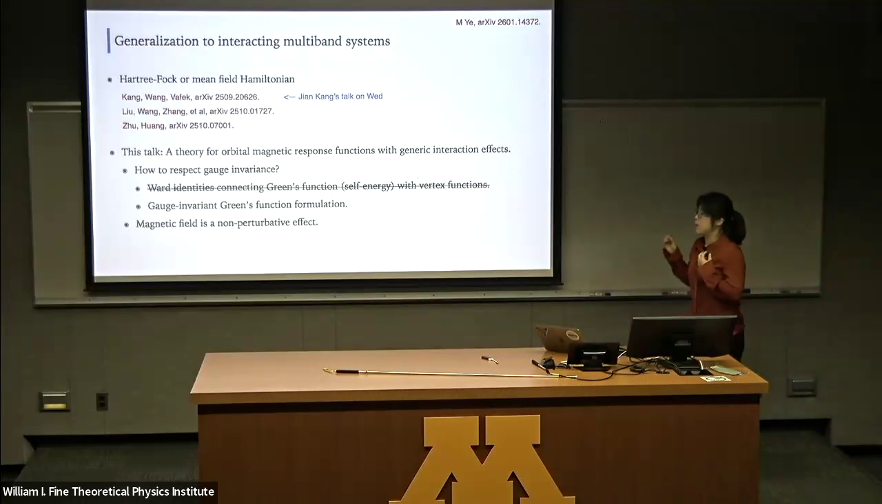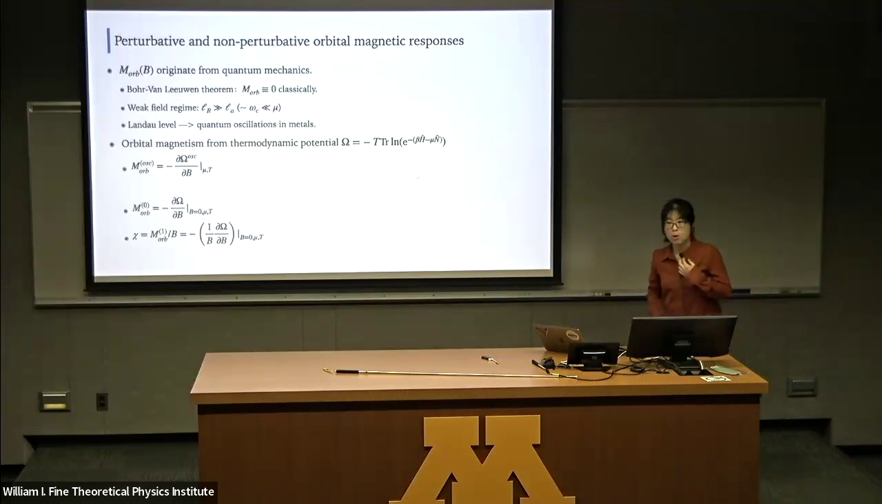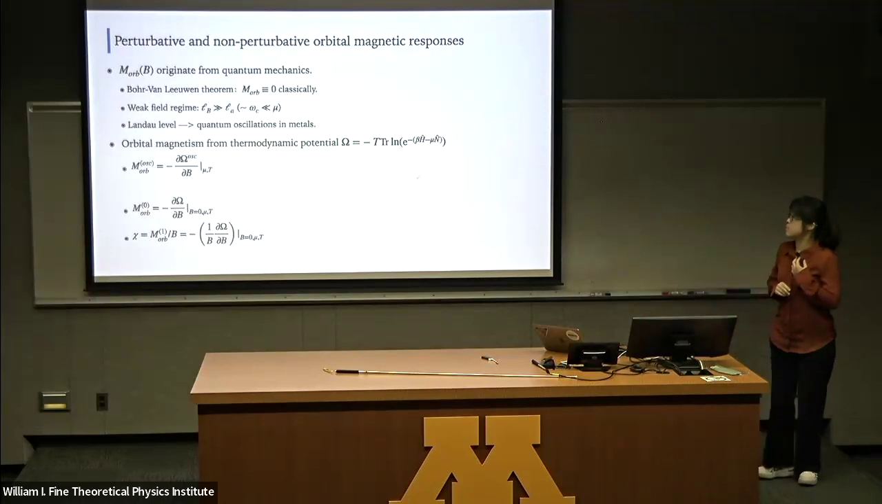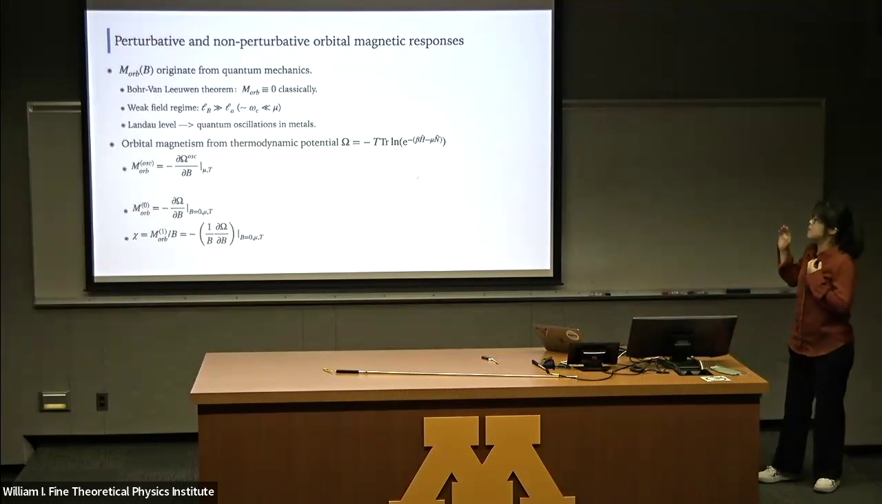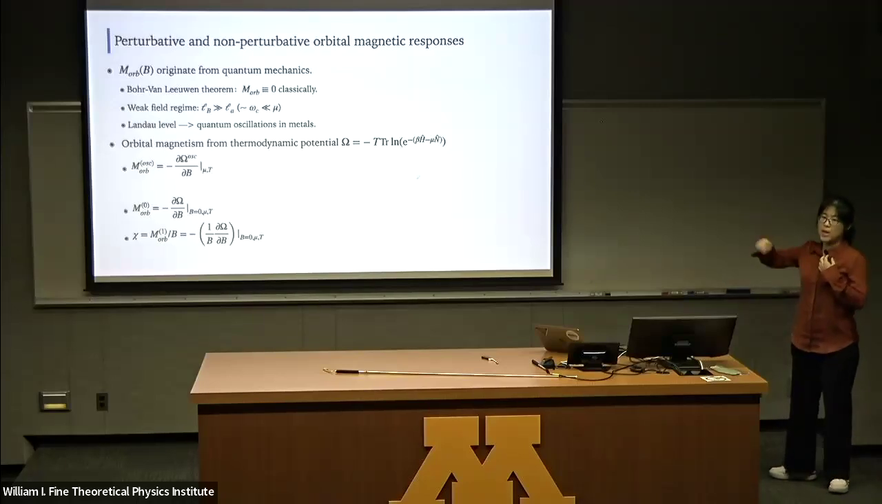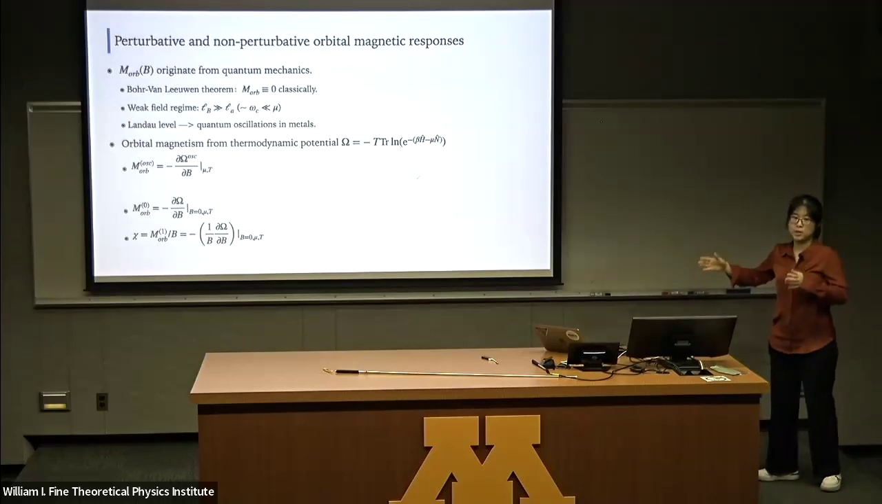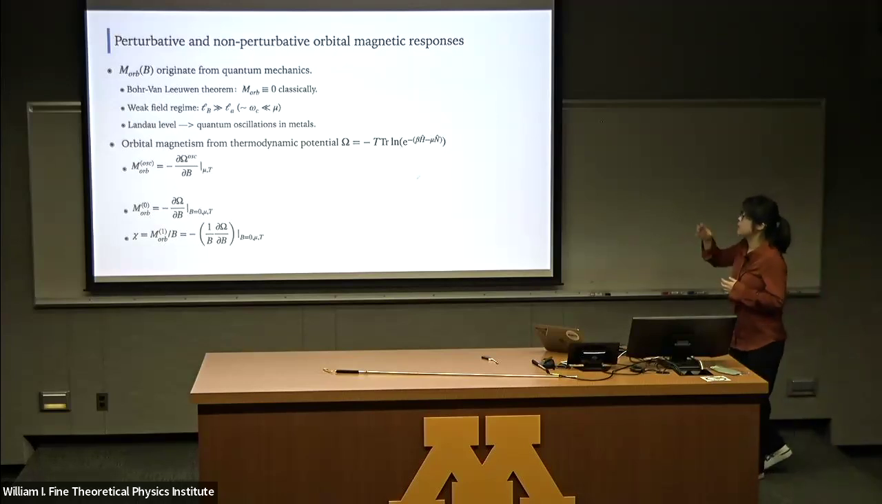Another subtle and important point I want to make is that the magnetic field is actually a non-perturbative effect, even when the field is small. So first, for these orbital magnetizations, we want to understand, can they come from classical effects? The answer is no. While there can be orbital motions from classical physics, we know that the bulk and edge contributions cancel.